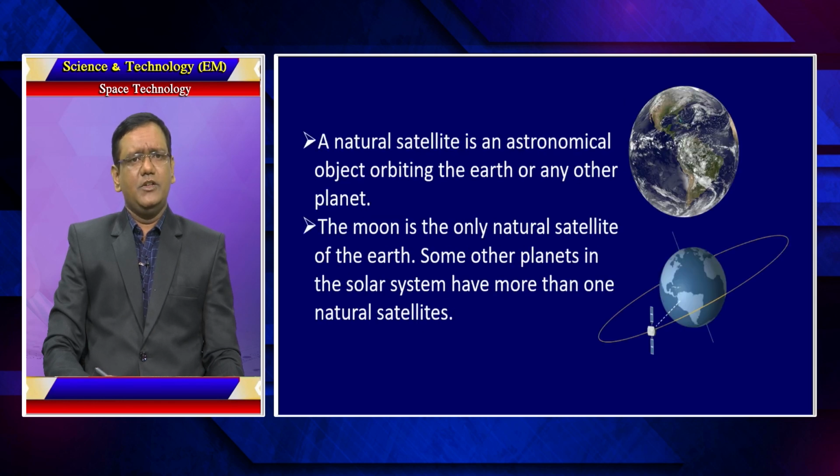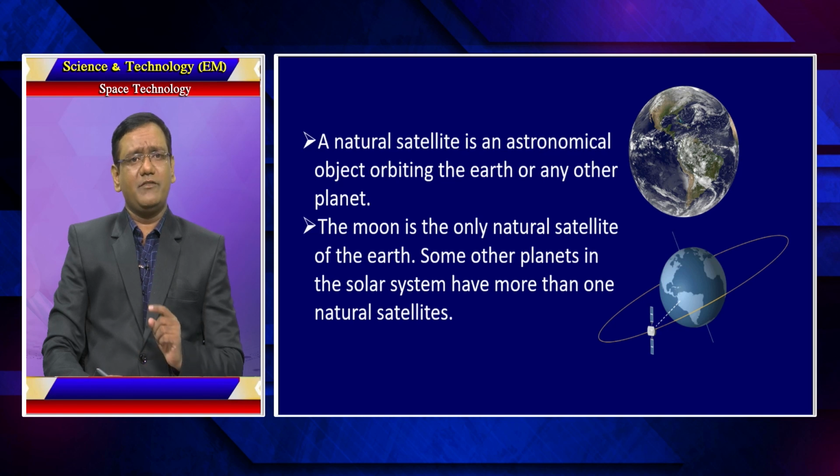So what is a natural satellite? A natural satellite is an astronomical object orbiting the Earth or any other planet. As we all know, the moon is the only natural satellite of the Earth. Some other planets in the solar system have more than one natural satellite. So the Earth has one satellite, that is the moon.